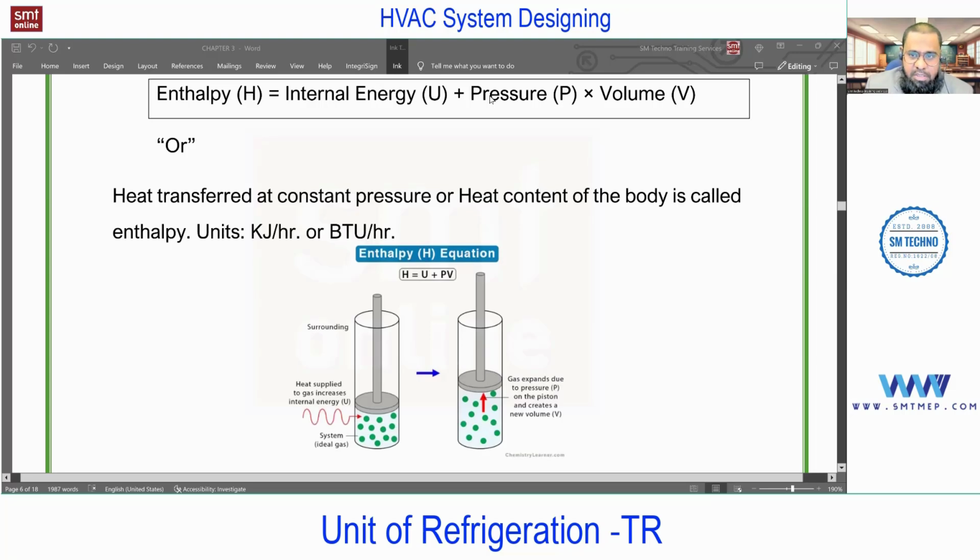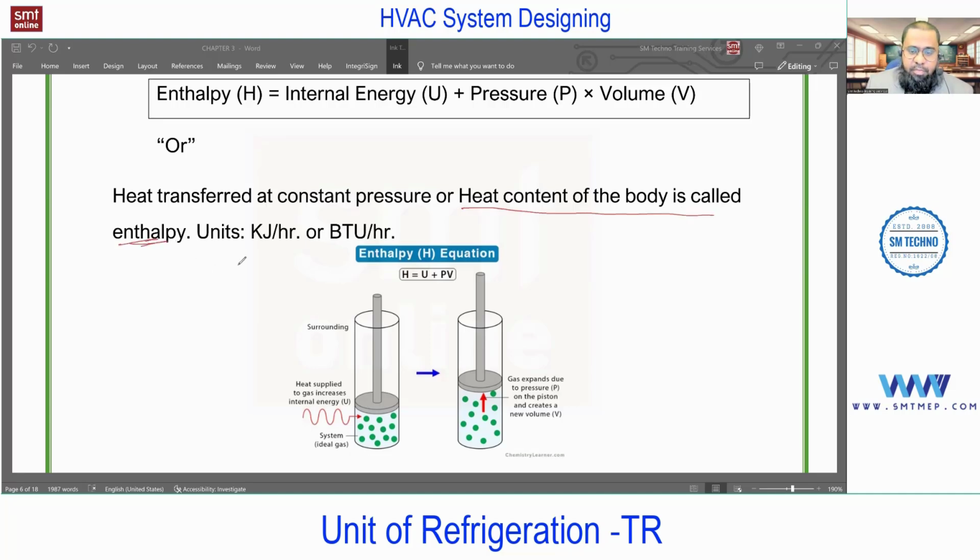Or in other words, enthalpy is heat transfer at constant pressure. From a practical or application point of view, the heat content of a body is called enthalpy. This is a practical definition for the interview point of view. Remember, enthalpy is the heat content of the body, nothing but heat energy or heat. It can be measured in kilojoules per hour or BTU, what we discussed at the beginning of this chapter 3.